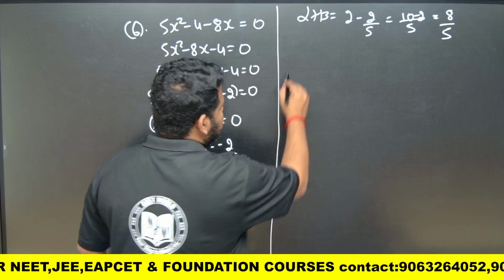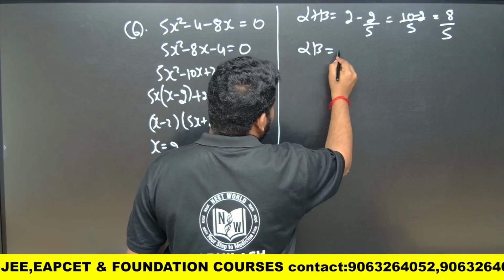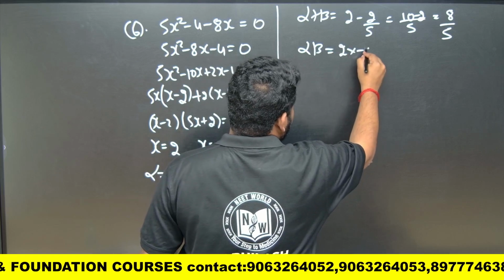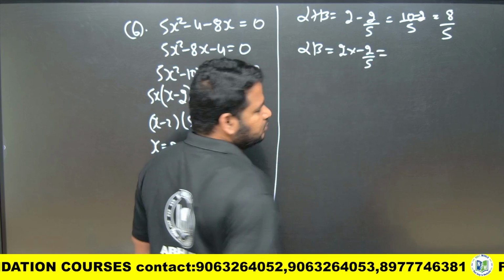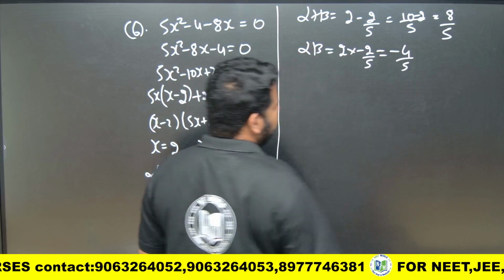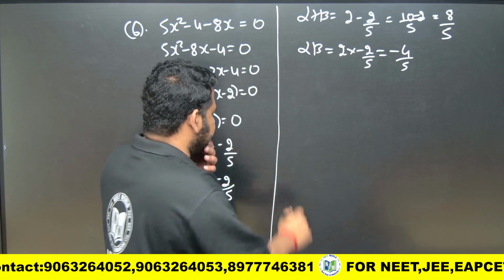What about the product of the zeros? That is alpha into beta, that is equal to, what is this? That is 2 into minus 2 by 5. That is equal to what, friends? 2 into 2 is 4. 2 into minus 2 is minus 4 by 5. This is what we have for the product of the zeros. Now we have to do what? Verification.